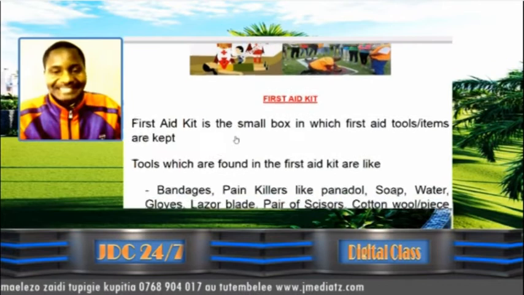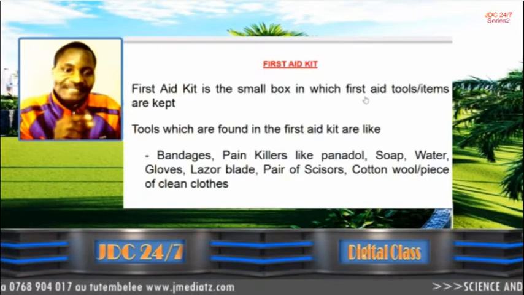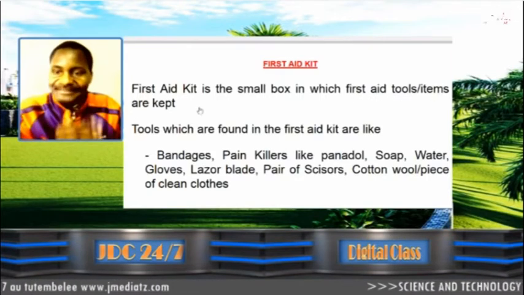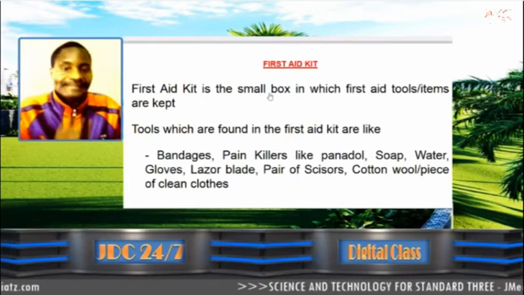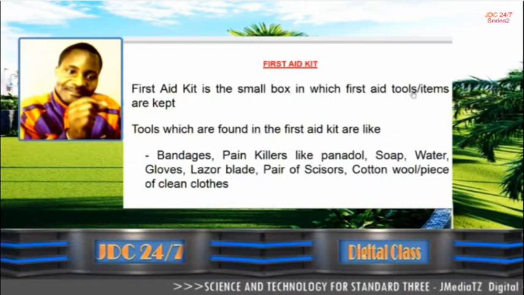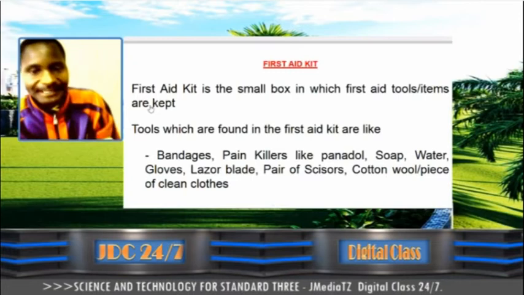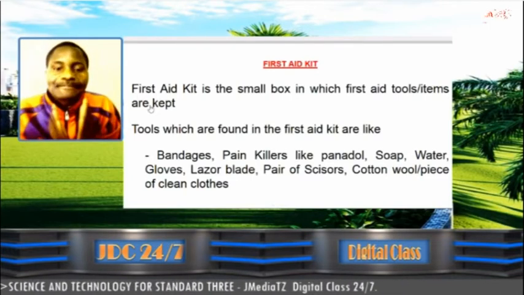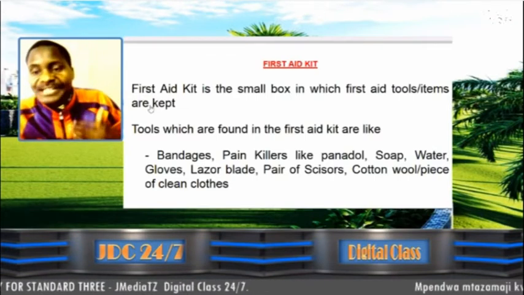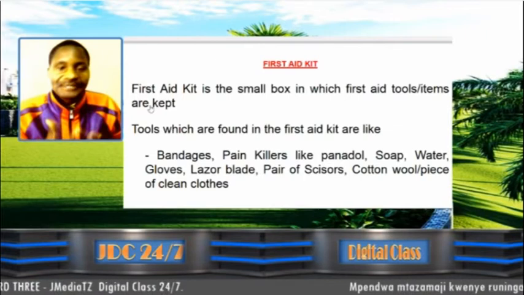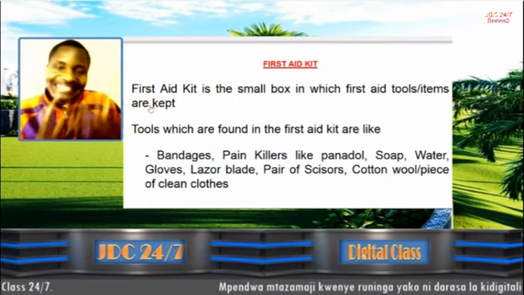What is a first aid kit? A first aid kit is the small box in which first aid tools or items are kept. So when you want to give help to an individual, you must get prepared with the common items needed to give help to a victim. And these items are kept in the first aid kit.